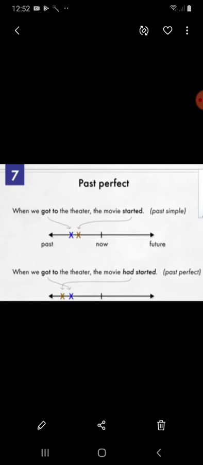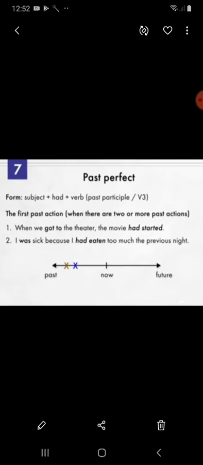So we make it with subject plus had plus a verb in past participle form or V3 form. So when we have two actions in the past, we use the past perfect to clearly show which action happened first. All right.